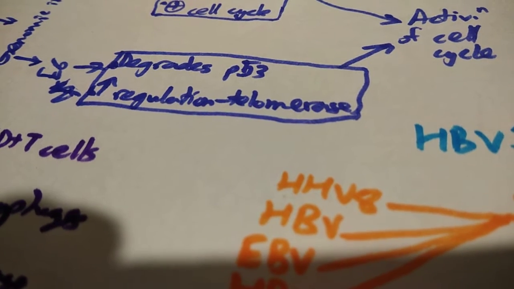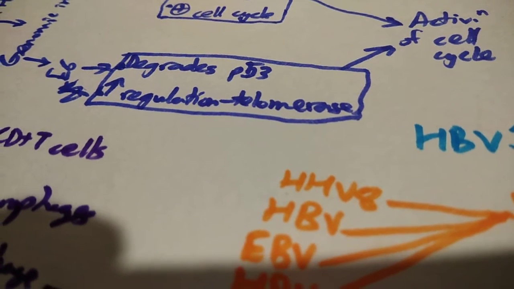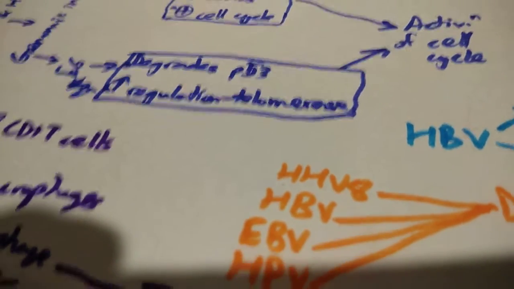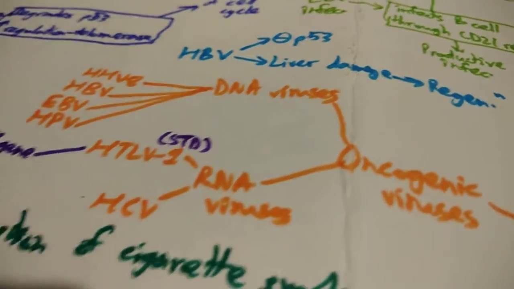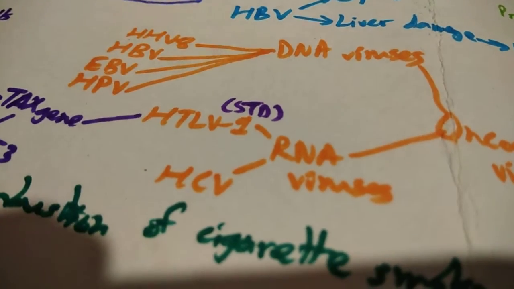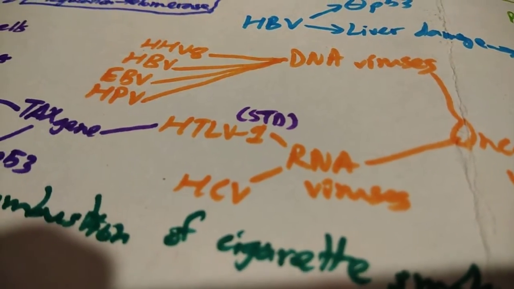Right? And there's HHV8, human herpesvirus 8, which causes Kaposi sarcoma. Right? That's DNA viruses. Now, moving on to RNA viruses, the two RNA viruses which can commonly cause carcinogenesis.